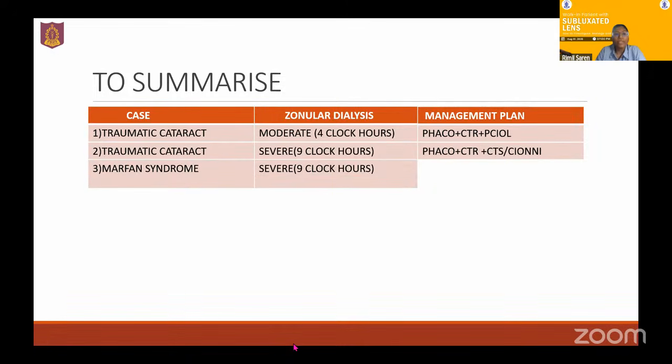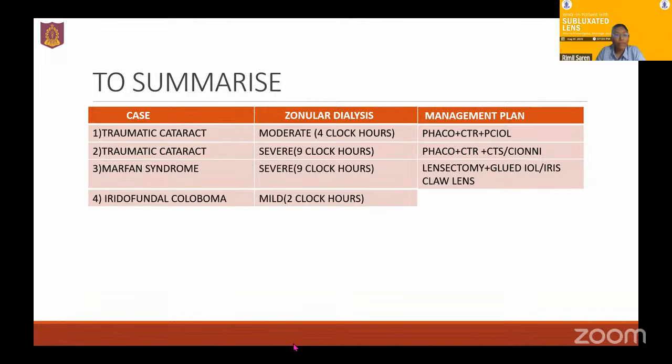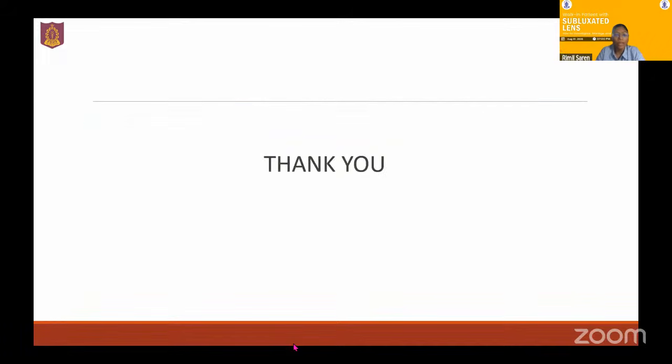My third case was a case of Marfan syndrome with a severe zonular dialysis in both eyes. So my plan of action will be lensectomy with glued IOL or an iris claw lens. And my fourth case was a case of iridofundal coloboma with a mild zonular dialysis. So I'll move forward with phacoemulsification with CTR and pupilloplasty. Thank you.